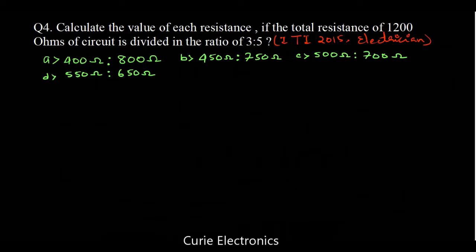Calculate the value of each resistance if the total resistance of 1200 ohms of a circuit is divided in the ratio 3 is to 5. So we have two resistors, R1, R2, and the ratio is given as 3 is to 5. And the total, what is the total resistance? That is 1200. Now we have to find, what we have to find?